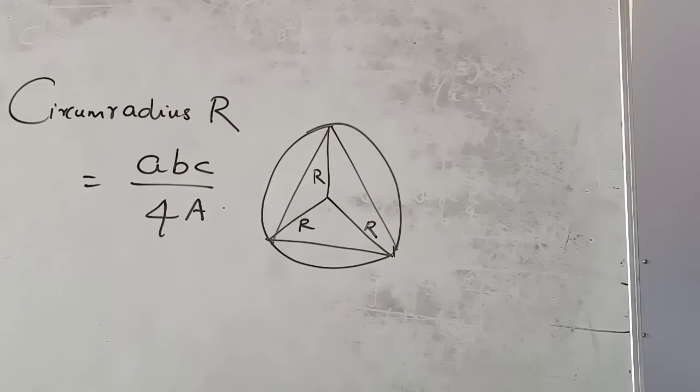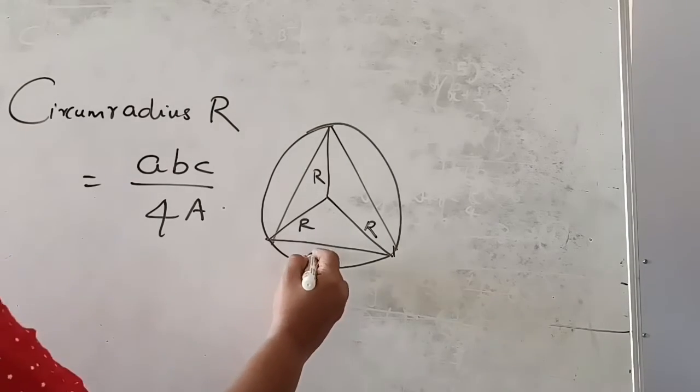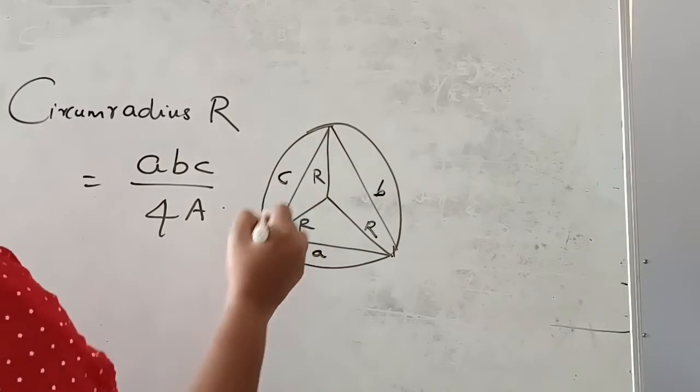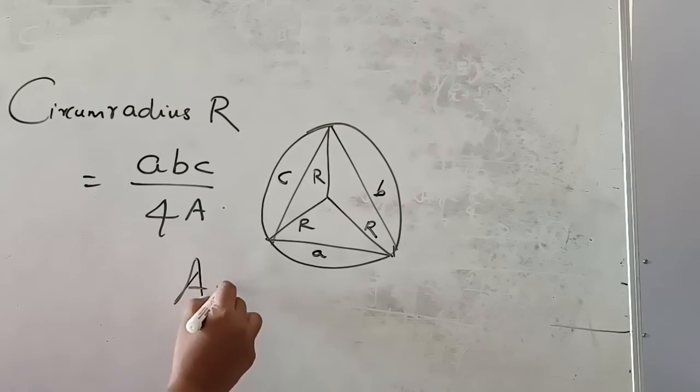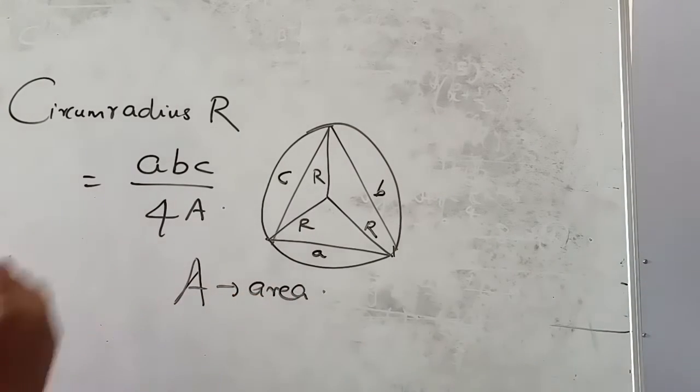Now we are at the end of our session on circumcenter and the circumcircle. Before I wind up my class, I will give you an additional formula regarding the circumradius R. So I have marked the circumradius R. Circumradius R is equal to ABC divided by 4 times A. What is ABC? A, B and C are the measures of the sides of the triangle. And what is A? A is the area of the triangle. This is an additional formula for circumradius.